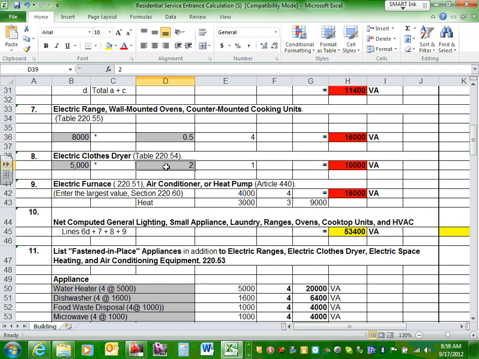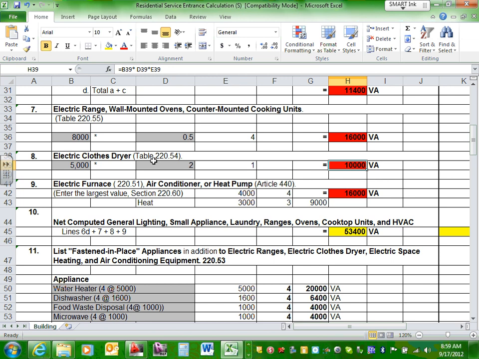Okay, how many of them do I have? 2. So 2 times 5 times 1. 1, you don't derate them. So basically leave them as is. There's no derating for 2 dryers, right? No derating. Had they been more than 4, from Table 220.54, you derate. Can I get you guys to understand? It's not enough just to do the math here.